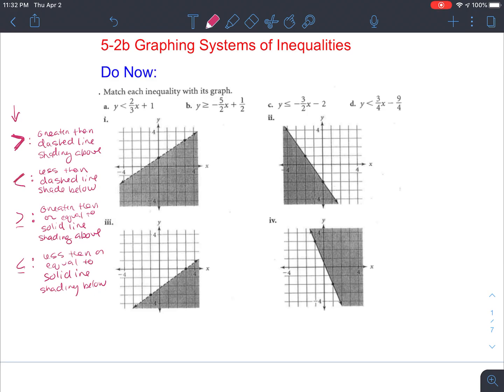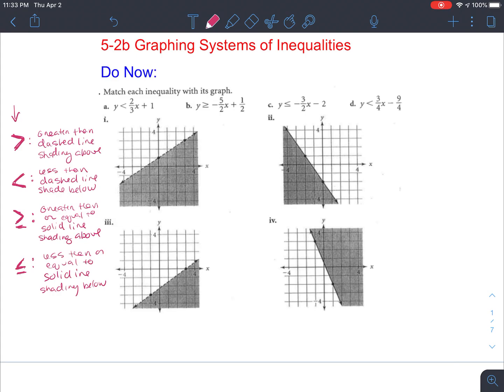The less than symbol will be represented very similarly with the dashed line, but this time we will be shading below. As for the or equal to's, the greater than or equal to's or the less than or equal to's, they will follow the shading of their corresponding strict inequality, but this time they will be graphed using a solid line to represent that every point on the line is a solution to that inequality. We are accepting the or equal to's, right?